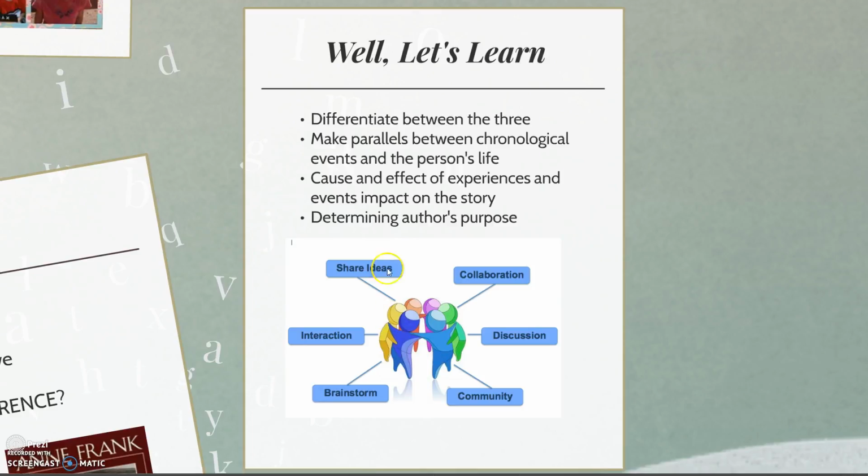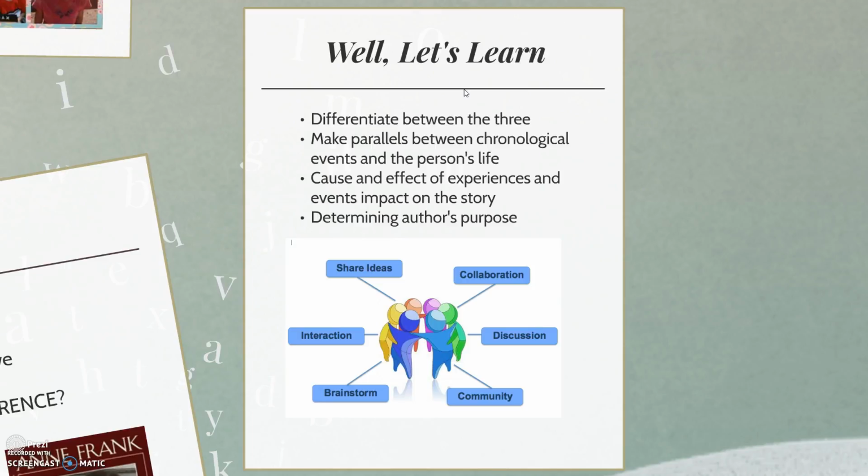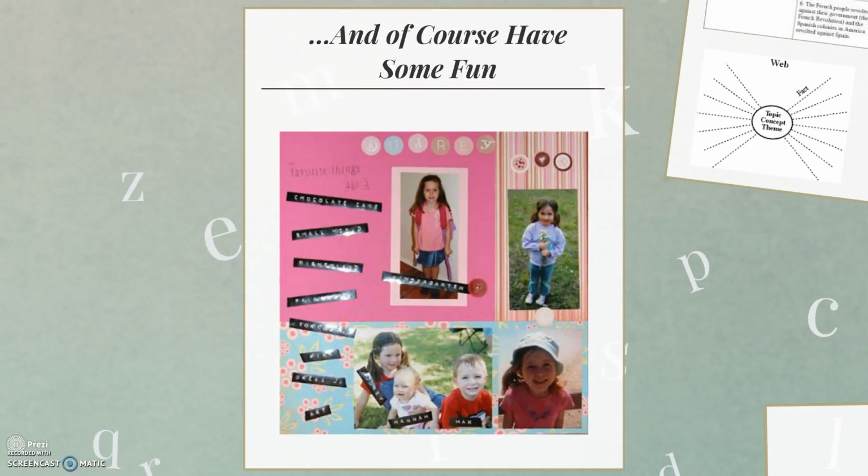And so then we go and talk about some of the overarching themes in this unit. And these are differentiating between the three genres, which is autobiography, biography, and personal narrative. Making parallels between chronological events in the person's life or main character's life, causes and effects of experiences and events which impact the story, as well as determining the author's purpose. We are also going to have some fun with this, but we'll come back to that.